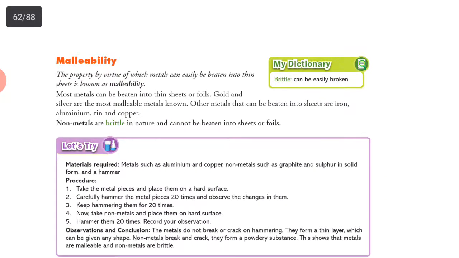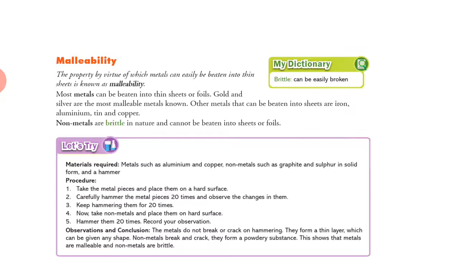Malleability is the next property. Malleability means they can be easily beaten and converted into thin sheets. The property by which metals can easily be beaten into thin sheets is known as malleability, and the metals that show this property are known as malleable.